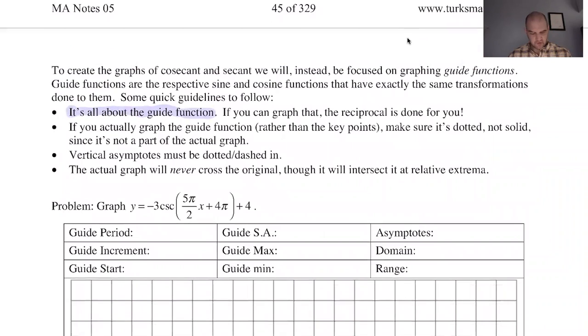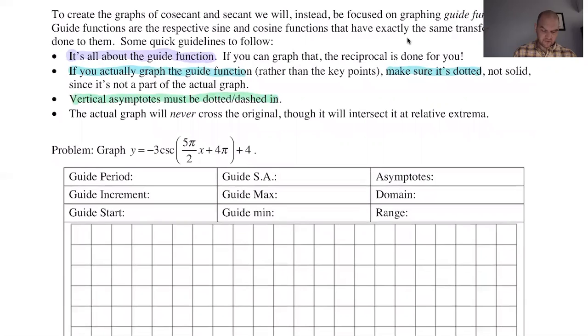So some people will get to the point where they're just kind of intuitively plotting the information for the guide function instead of graphing the guide function. But if you do graph the guide function, make sure it is dotted, not solid, because it's not a part of the graph. Additionally, vertical asymptotes are not a part of the graph. They need to be dotted. They should not be solid. And then finally, the thing to remember is really that you're never going to cross the original graph, but you will intersect it at the relative extrema.